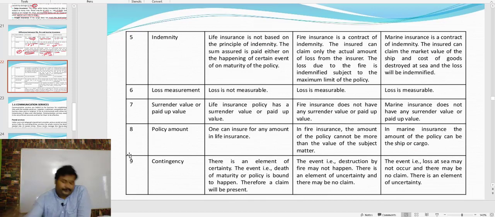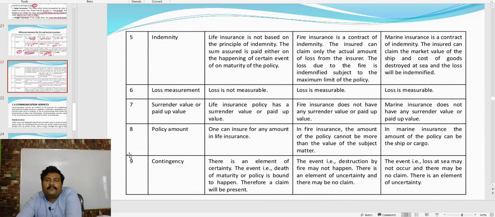Next one is, देखो, life insurance is not based on the principle of indemnity. It is not made for profit. The sum assured is paid either on the happening of a certain event or on maturity of the policy. Both. The main purpose is not creating profit.